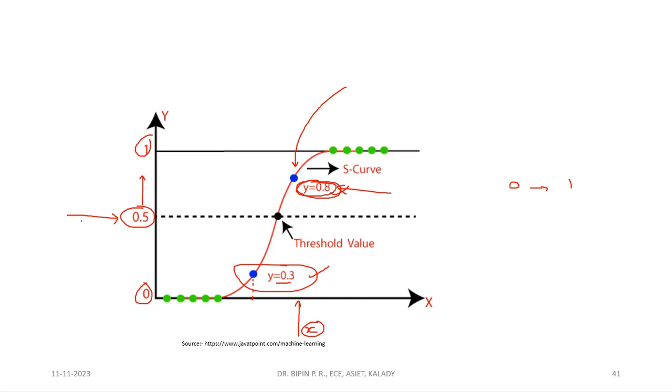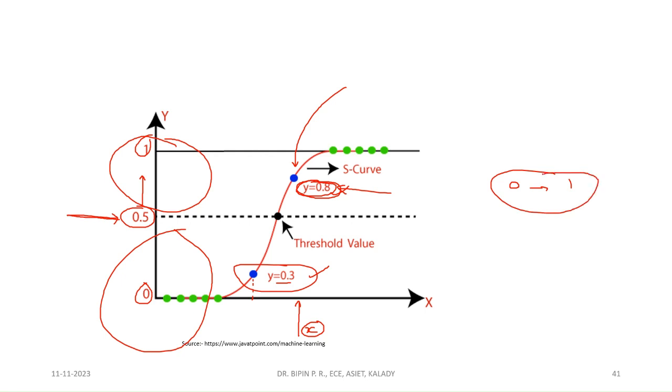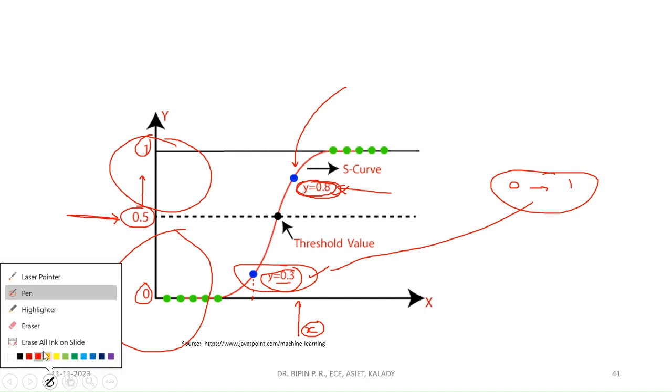Now, all the values below 0.5 will be classified as belonging to the class 0, and all the values above 0.5 will be classified as class 1. So that means here we are getting probabilities between 0 and 1, probability only. So this is the probability 0.3. Okay, so don't get confused. I'm making it simple.